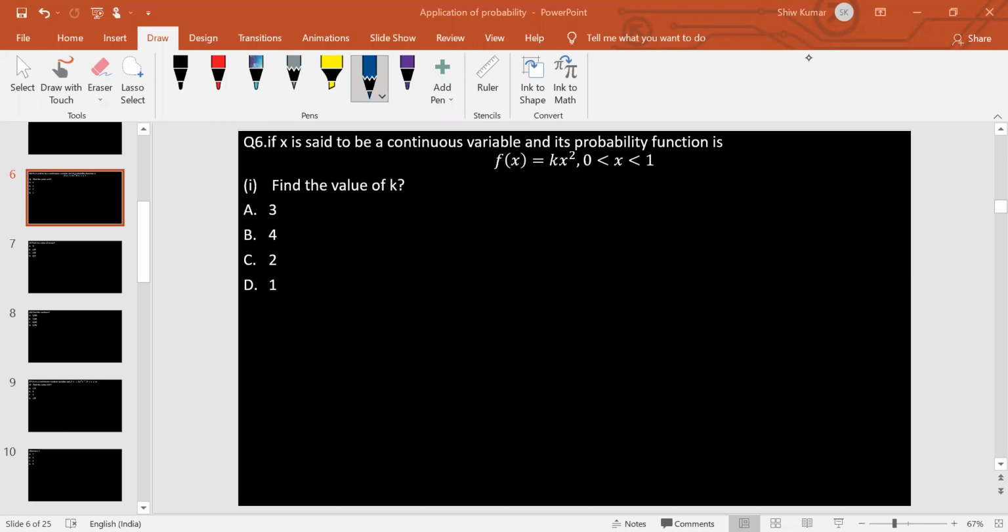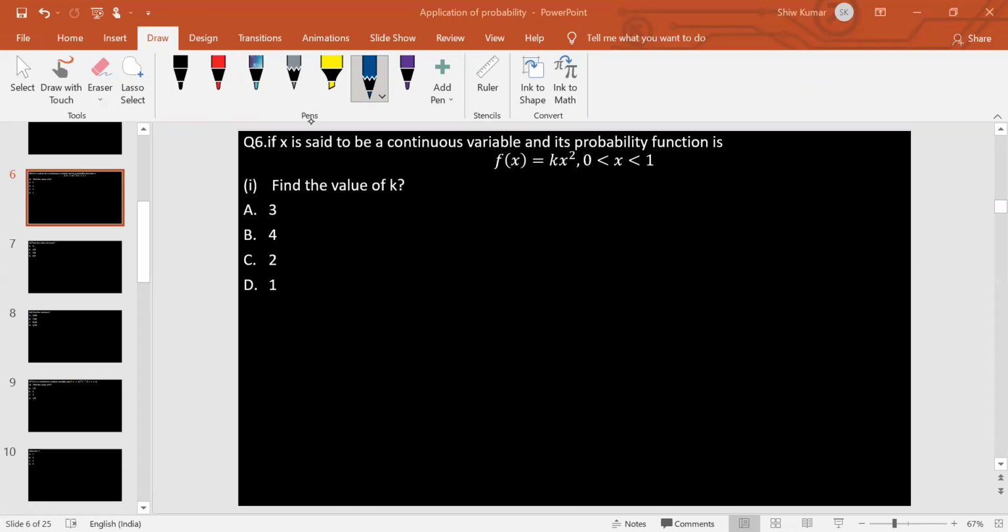This is Kumar sir. Okay, so in the last class, we started the application of probability, and we discussed how to find the mean, variance, and standard deviation for probability mass function and probability density function. So today I am going to discuss more problems based on mean, variance, and standard deviation.